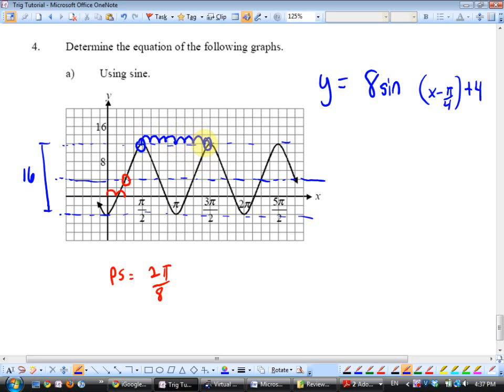1, 2, 3, 4, 5, 6, 7, oh, 8 squares. What was 8 squares worth? Ah, the period is pi. That means b is going to be 2 pi over the period. There's going to be a 2 there. That's the equation.